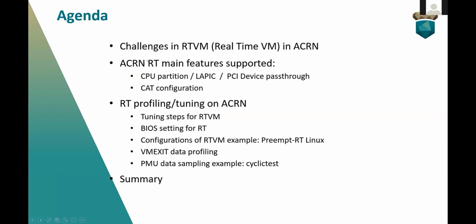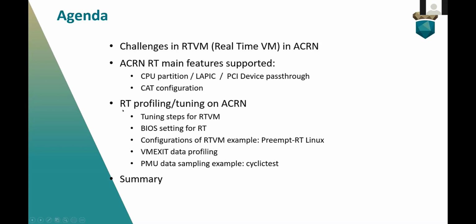Here is the agenda. First, I want to talk about the challenges in the real-time VM. We call it RTVM in ACRN. Second, I want to talk about some features we have done on ACRN to support the RT features. It mainly includes the CPU partition, LAPIC pass-through, and the PCI devices pass-through. Also, there's a CAT configuration in ACRN.